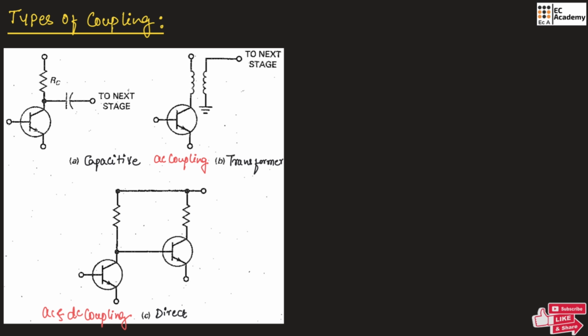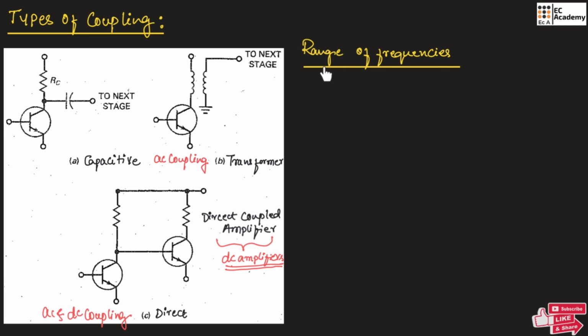The amplifiers that use direct coupling are known as direct coupled amplifiers. The direct coupled amplifiers are also known as DC amplifiers. Now let us understand a range of frequencies. Any amplifier can be described by their frequency range.